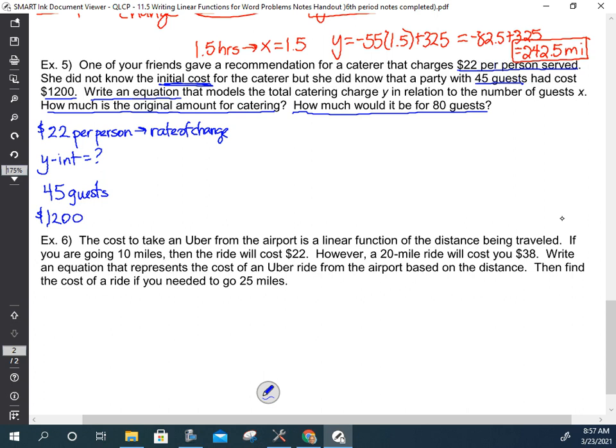So now that we've gone through some more of the problem, total catering charge represents Y. So now you know that 1,200 represents a Y value. The number of guests is X. So 45 is an X value. Rate of change is also known as slope. So you know the M value. So you know the slope, you know an X value, and you know a Y value.